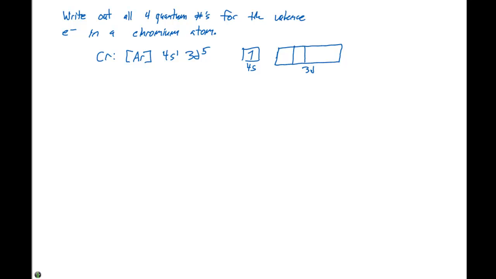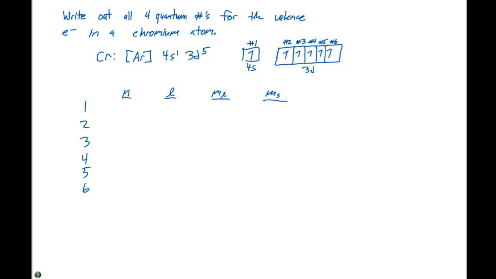So if we would write the block diagram out for this, it would be 4s with one upspin electron and 3d with 5 upspin electrons. So here is our block diagram for the chromium, and we're going to label each electron number 1, number 2, number 3, number 4, number 5, and number 6. So if we list each of these 6 electrons, we need the n, the l, the m sub l, and the m sub s quantum numbers for each one of these.